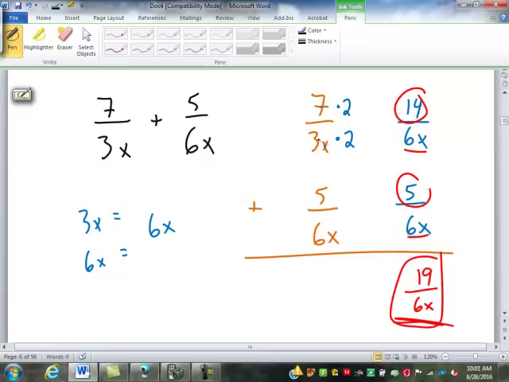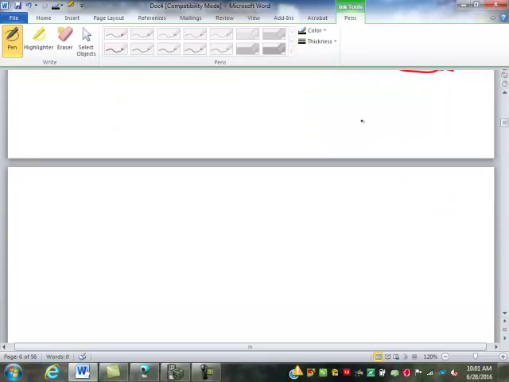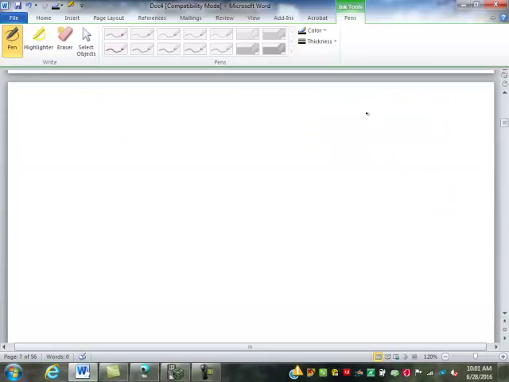Yeah, this would be just like if I was changing 7 over 3 to a denominator of 6. You've got to multiply by 2. Throwing those variables in there makes the fractions look a whole lot more complicated. Okay. Let's have you guys try one on your own here. Try that one on your own.